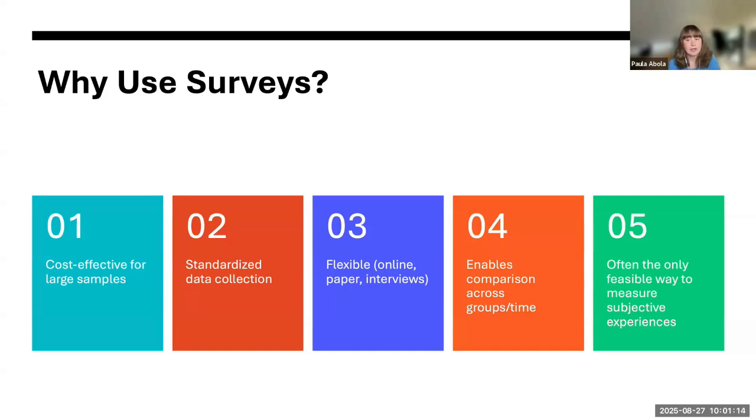And surveys are also flexible, so we can administer them online, on paper, or even in interviews. And importantly, surveys often give us the only feasible way to measure subjective experiences like quality of life, job satisfaction, or patient preferences. And these are only a few examples. You can use surveys for practically any area of research.